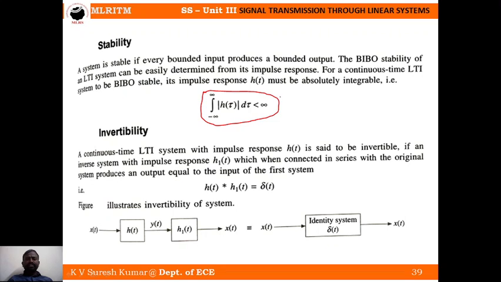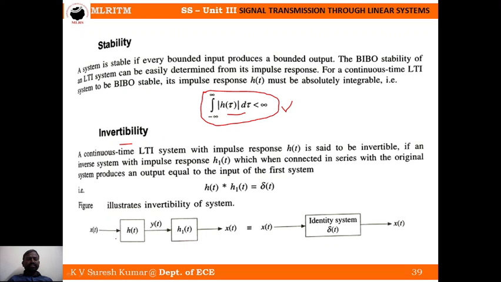So the stability condition is this. Bounded input, bounded output should be there. If the input is bounded, that means you are giving a finite input, your output also should be finite. To prove that, we need to take the integral from minus infinity to infinity of modulus of h of tau d tau and evaluate it. If it is a finite value less than infinity, then it is said to be stable, or else unstable.